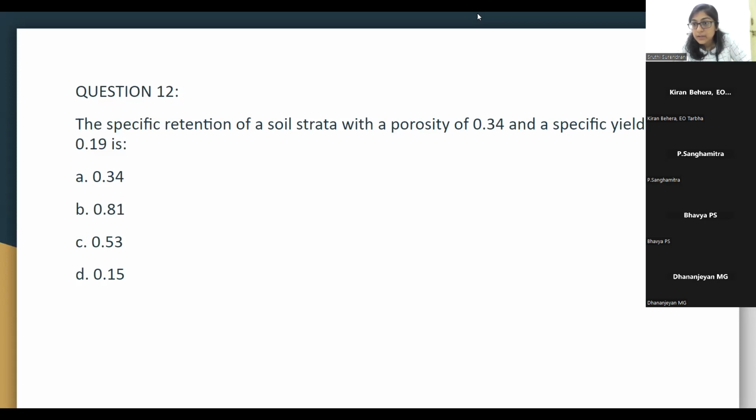Yes, Mekanta Devan has given the answer D. Are there any more answers? Okay, one more person has given the answer D. Okay, now let's move on to the solution.